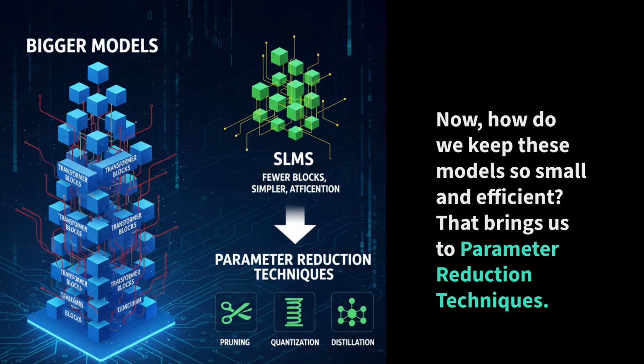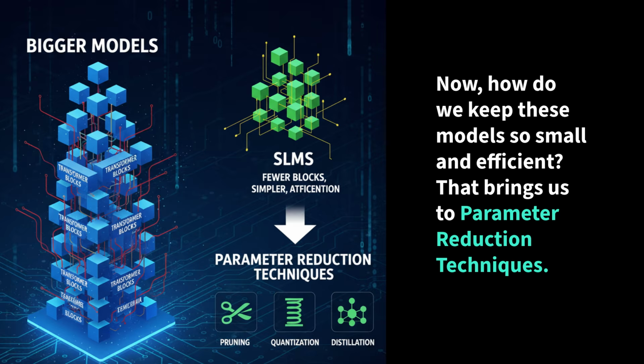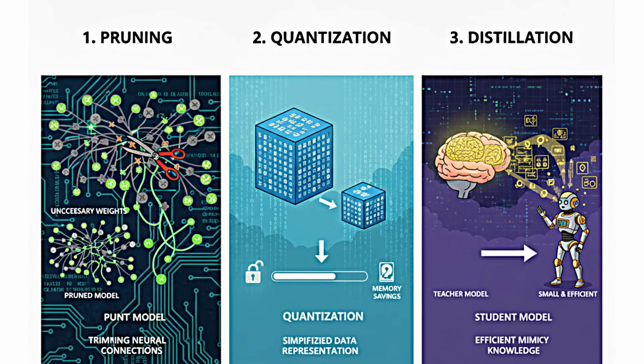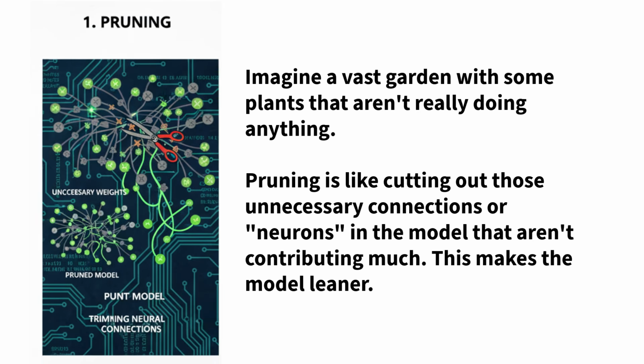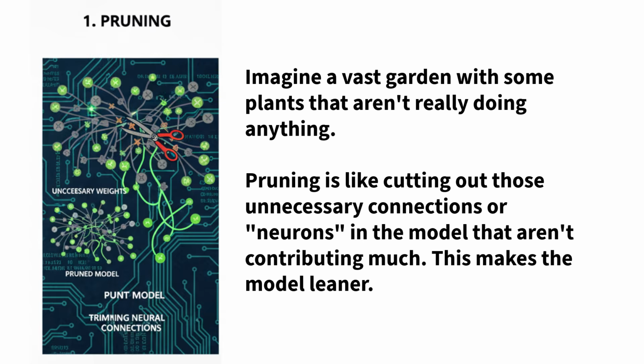Now, how do we keep these models so small and efficient? That brings us to parameter reduction techniques. Here are three main strategies. Pruning is the first strategy. Imagine a vast garden with some plants that are not really doing anything. Pruning is like cutting out those unnecessary connections or neurons in the model that are not contributing much. This is like removing unwanted applications from a laptop that are not useful anymore. So it saves so much space, and at the same time, it speeds up the computer. This makes the model leaner.